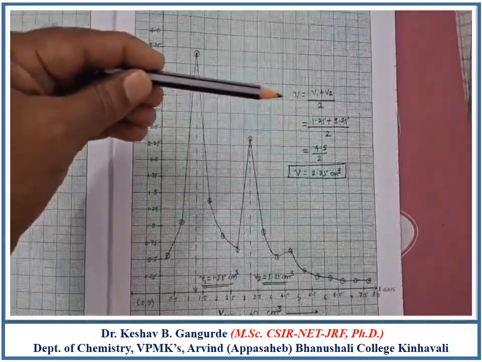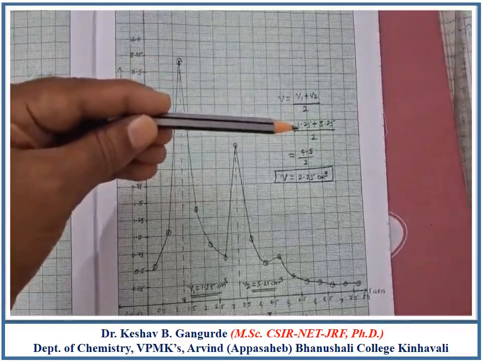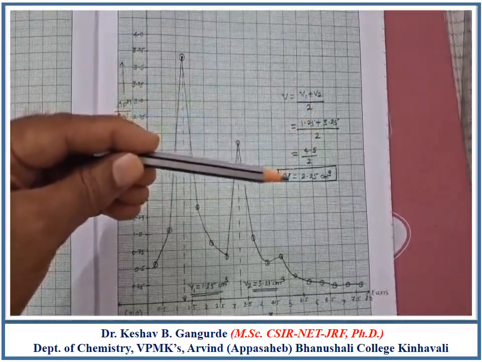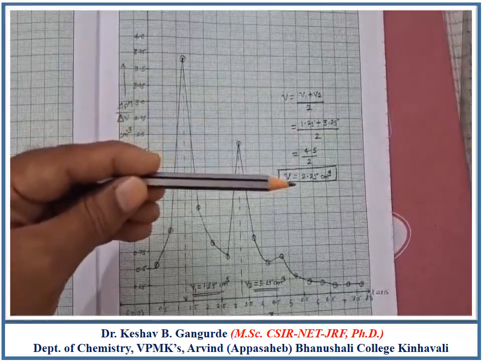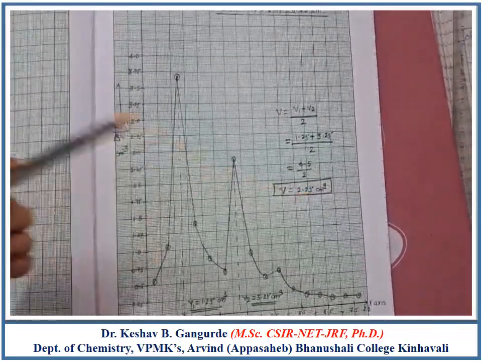Find their mean, that is V is equal to V1 plus V2 upon 2, which is equal to 1.25 plus 3.25 upon 2. The equivalence point is 2.25 centimeter cube.